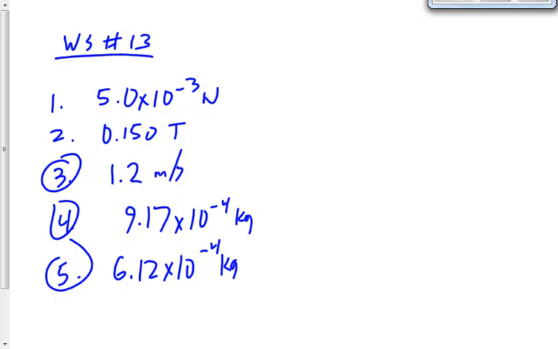Three says calculate the initial acceleration of a 50-gram, 20-centimeter long wire that carries a current of 0.6 amps if it's exposed to a magnetic field of 0.5 Tesla. First thing we got to recognize is we don't want grams, we don't want centimeters, we want kilograms, we want meters. The second thing we got to recognize is that since we're looking for acceleration, we're going to use F over m. Right? We always do that.